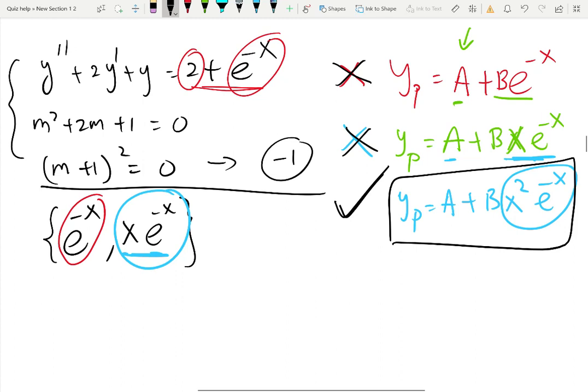See, so two things to learn from this example. You multiply by x until you get rid of all the overlaps. Here we multiply by x 2 times, right? We changed our guess 2 times. You might need to do it 3 times, 4 times, who knows, right? Depends on the function. So you might need to multiply by x several times. Keep that in mind. And the other big takeaway is that you have to only multiply the offended party.